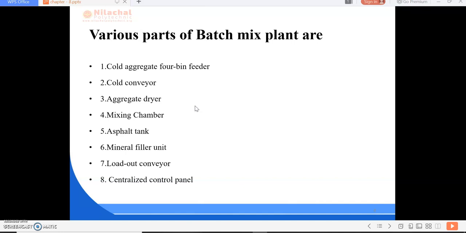Okay, if our project is large, then we can place our batch mixing plant on the site itself. So it will be easy to do the construction work, and also we can reduce the transportation fees as well as increase the speed of the work.